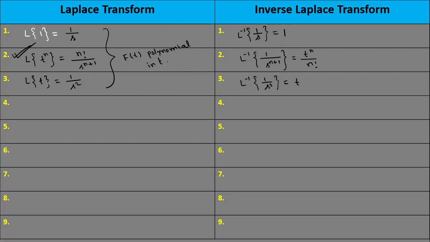Clear? Similarly, Laplace of t, that means you have to put n equals 1. So 1 factorial means 1, and s to the power 1 plus 1 means s square. Clear? So these three formulas are for polynomial.